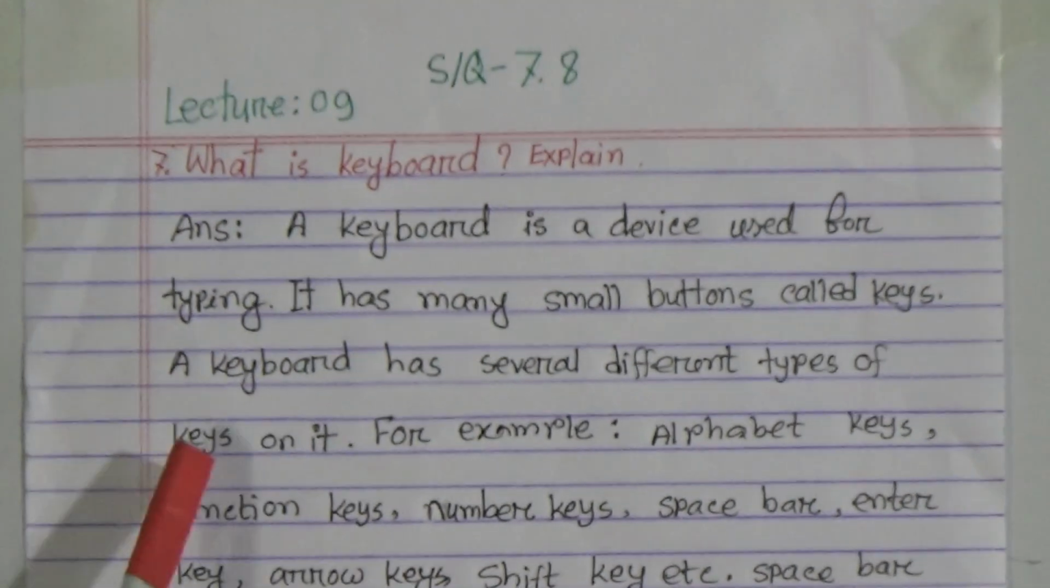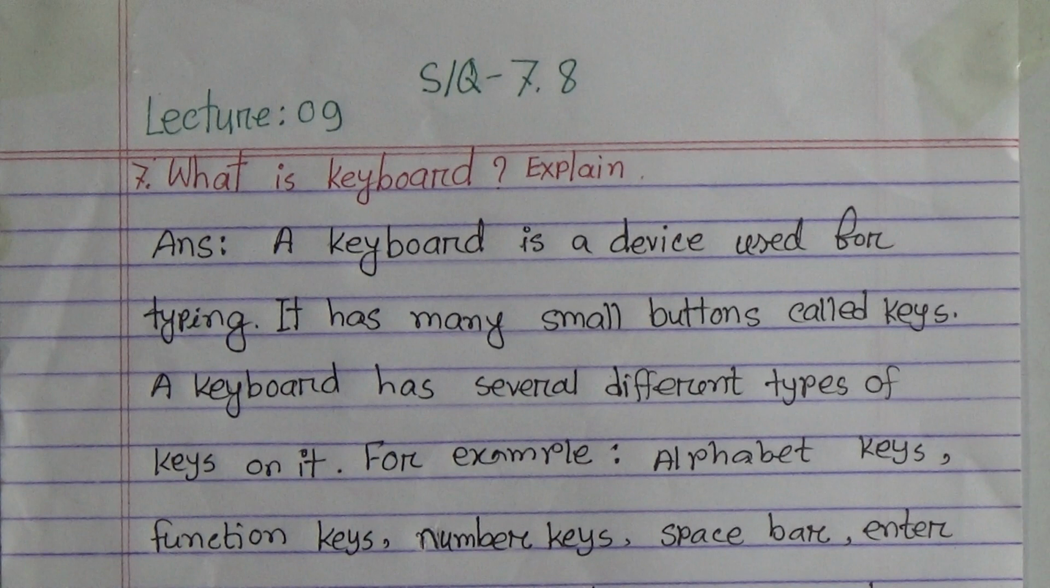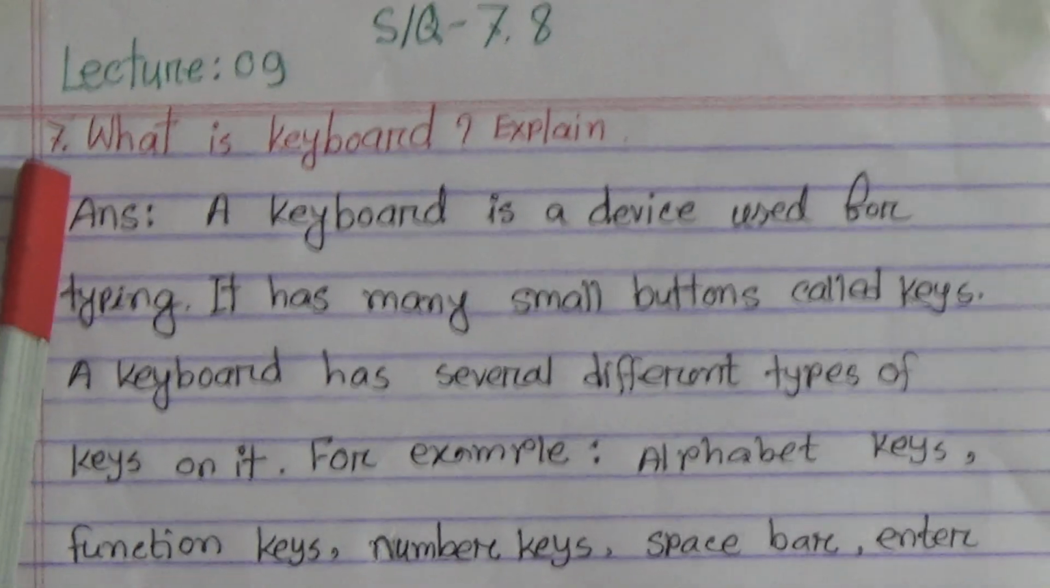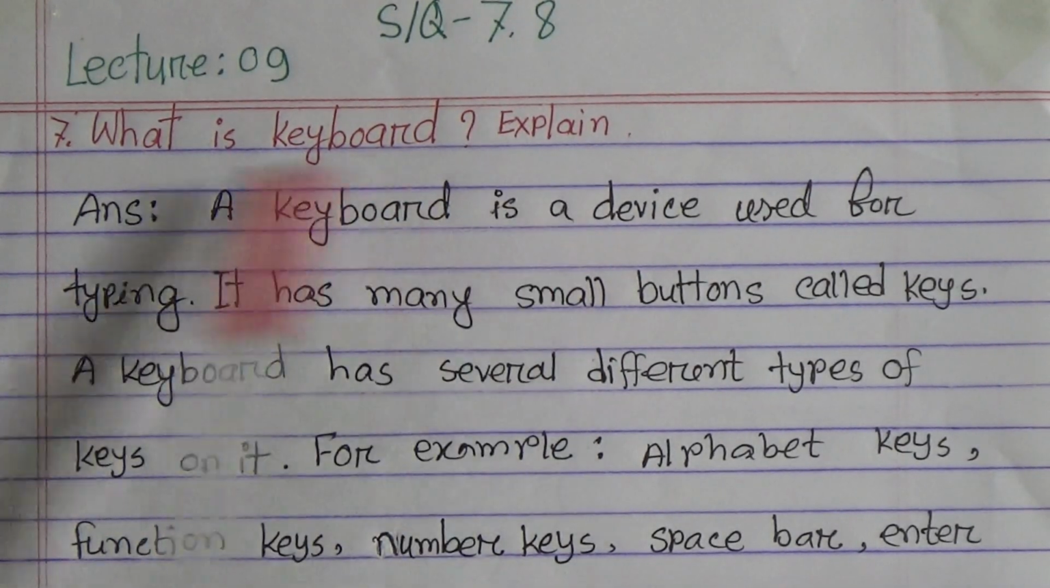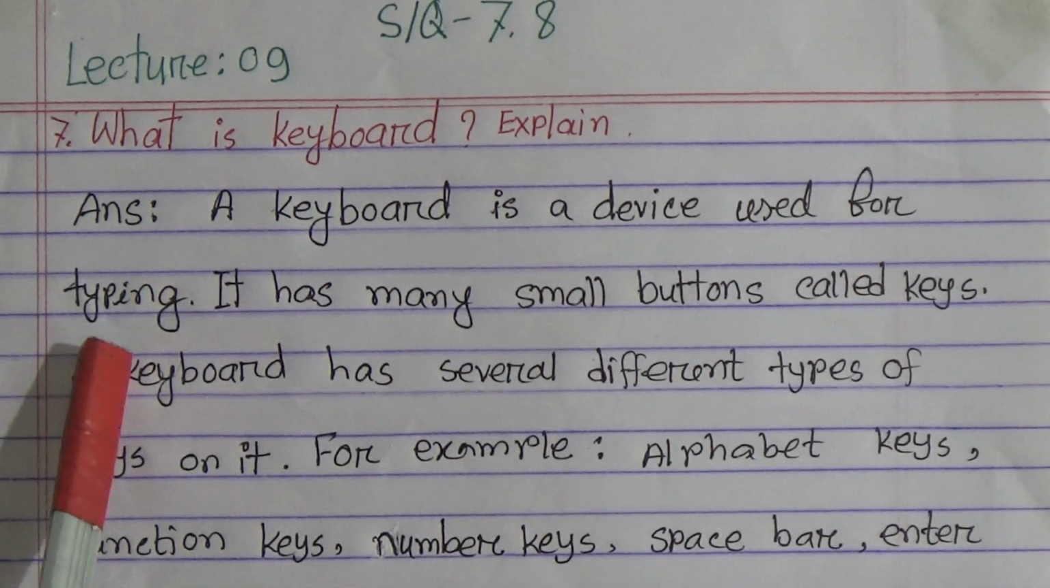Okay. Dear students, question number 7, what is keyboard? Explain. This question I have taken from chapter 3. Already we read this chapter. Okay. Question number 7, what is keyboard? Explain. Answer will be, a keyboard is a device used for typing.